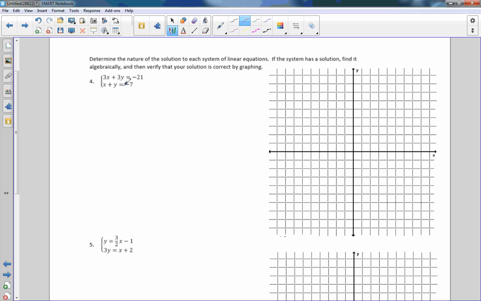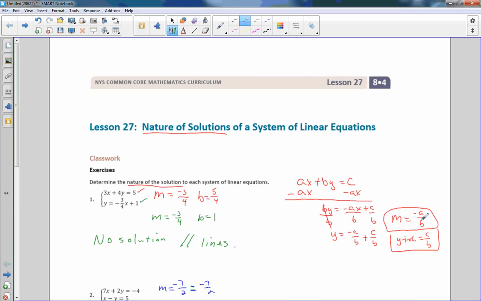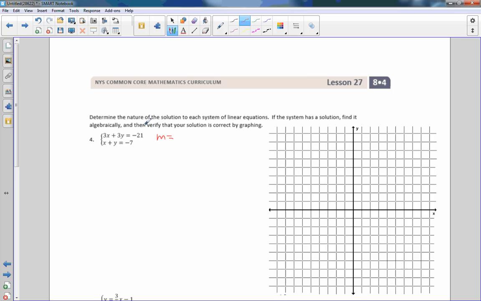So these are both in standard form. So slope equals negative a over b. Remember up here, negative a over b. So negative a is negative 3 over b, which is 3. So the slope is negative 1. On the second one, negative a is again negative 1 over 1. So the slopes are the same.